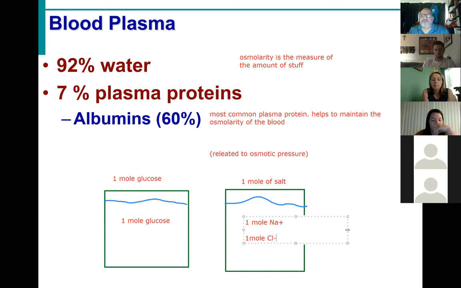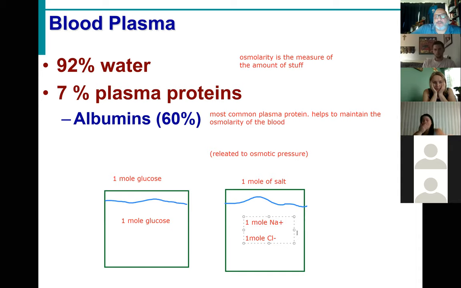Notice a glucose is much larger than a sodium ion, but how many glucose do we have? 1 mole. How many things do we have in the salt water? 2 moles. So it's not size, it's not the composition, all it is is a count of things.